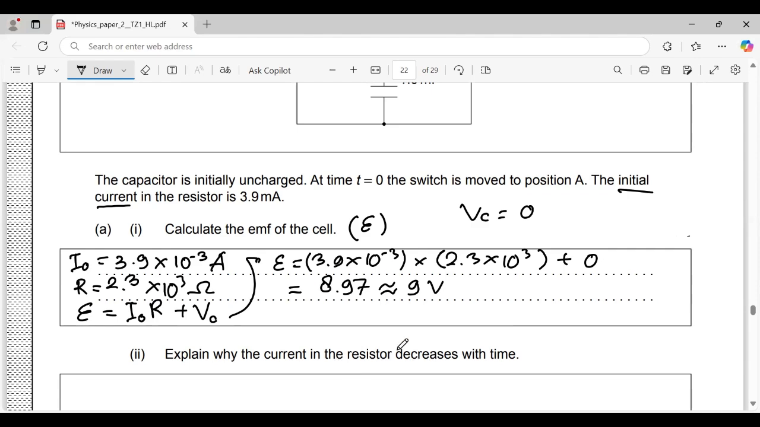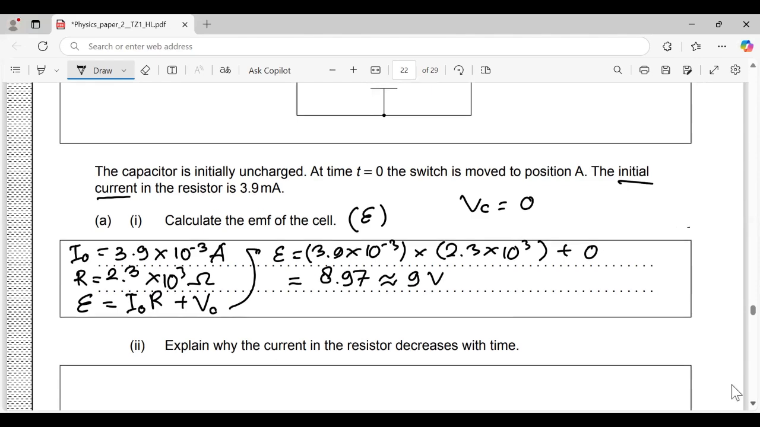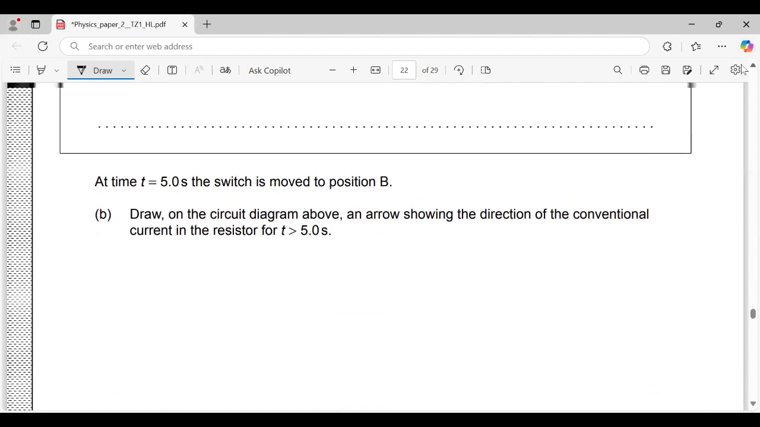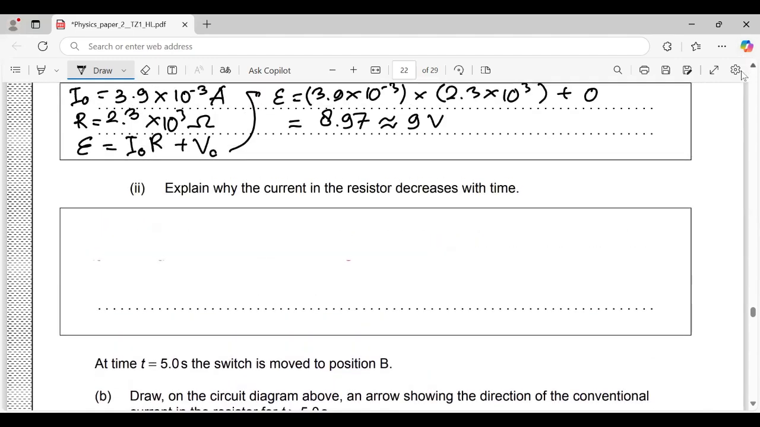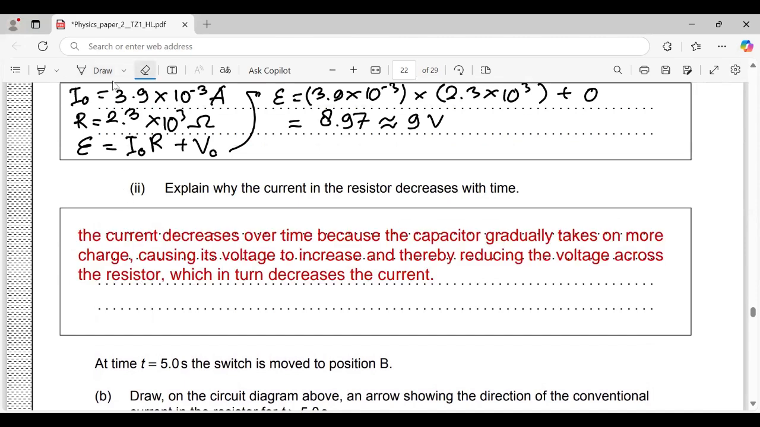Explain why the current in the resistor decreases with time. I have provided my solution, my explanation. The current decreases over time because the capacitor gradually takes on more charge, causing its potential difference, or voltage, to increase and thereby reducing the voltage across the resistor, which in turn decreases the current.